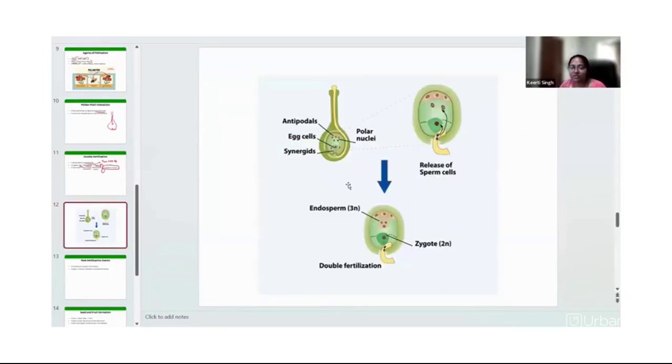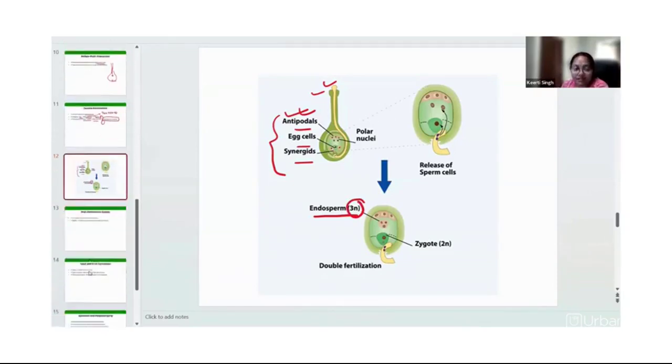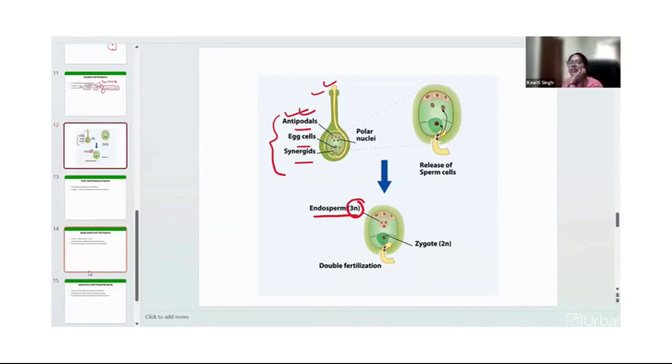Okay, this is the overall picture. This is the stigma. These three types of cells are present inside the ovary: the antipodal cells, egg cell and synergids. What are they doing, what is their function? What is this endosperm? Why is it written 3N here? This we will all talk about when we study it in a deeper way.